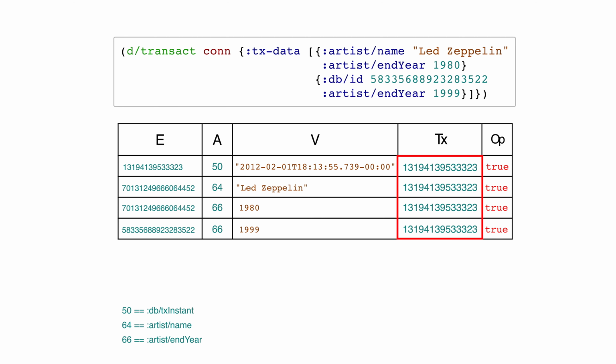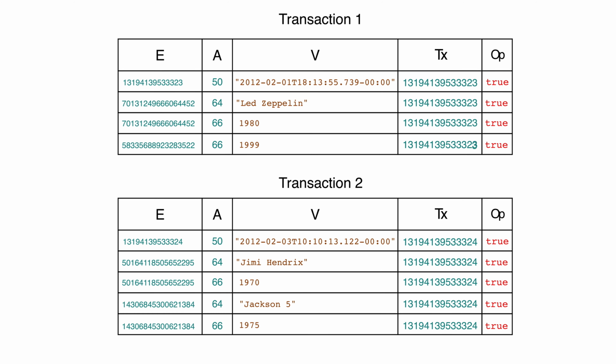Every transaction is assigned a transaction ID that is unique within the database. Transactions are fully serialized, and the transaction IDs increase over time. So transaction IDs are a total ordering of all transactions. Every datum includes the ID of the transaction that added the datum. The transaction ID is in the TX position.